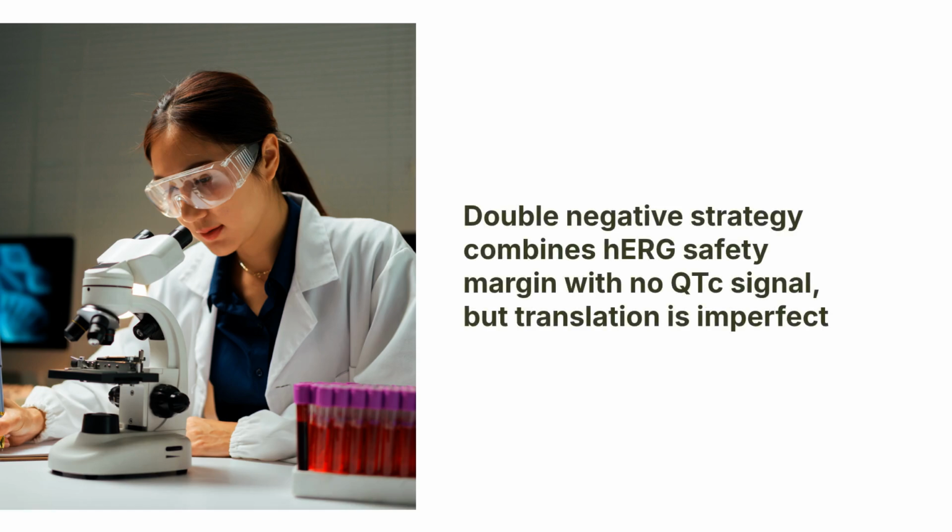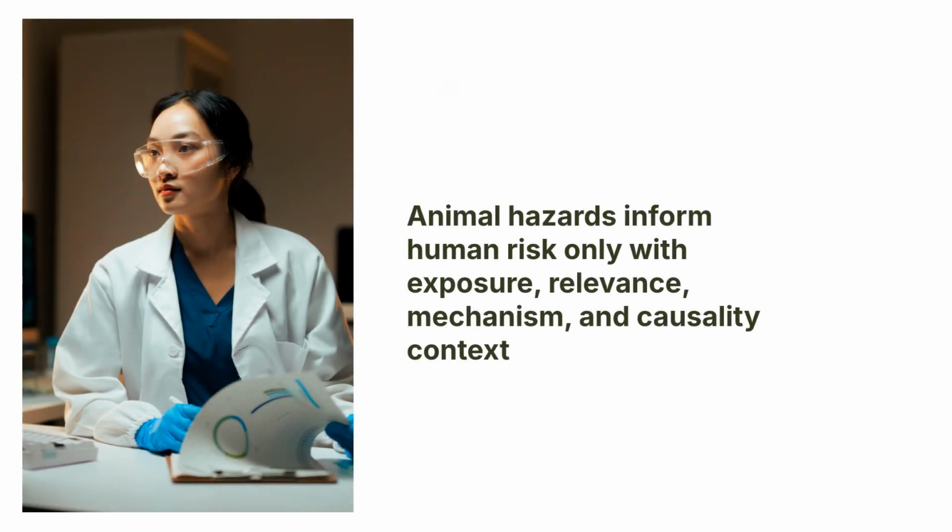The later questions and answers describe a double negative strategy, meaning an adequate HERG safety margin plus no QTc prolongation in a well-conducted in vivo study. Even then, translation from animals to humans remains imperfect. Non-clinical findings identify hazard, but human risk depends on exposure margin, species relevance, and mechanism. Some animal findings never appear in humans, and some human reactions never appeared in animals.